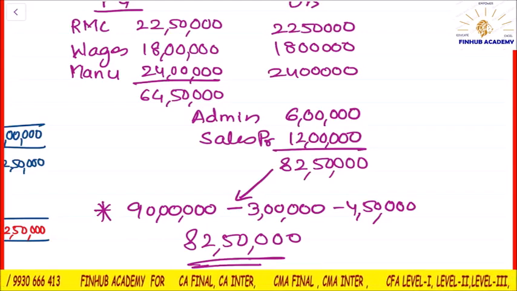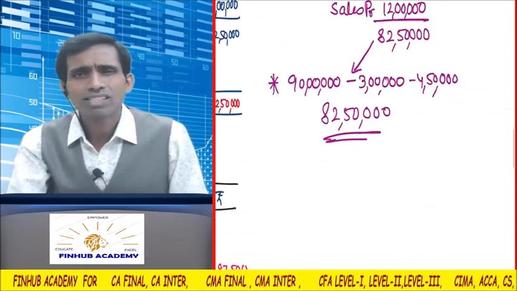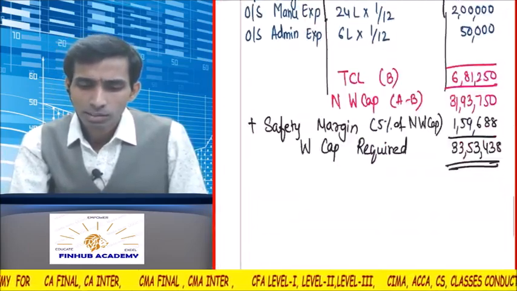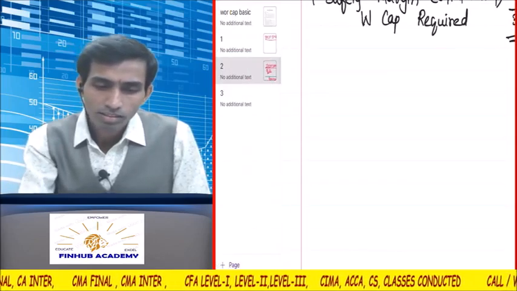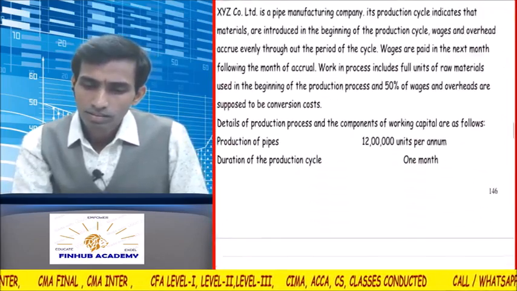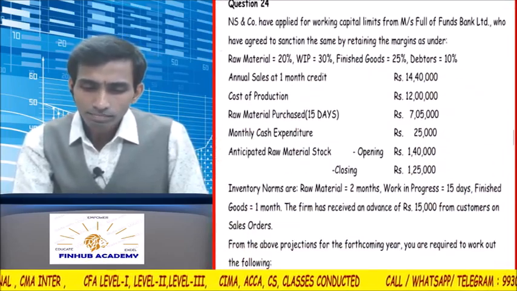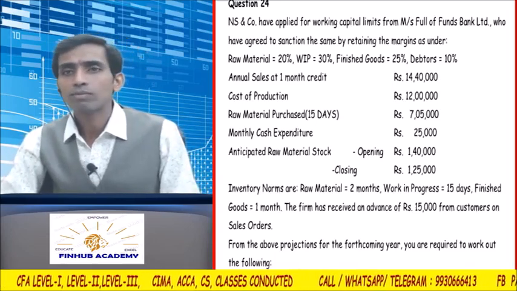Okay. Listen. Mark question number 23 as homework. Simple sum. Nothing is there. Question number 23 as homework. Same as what we did, very easy question. Come to question number 24.